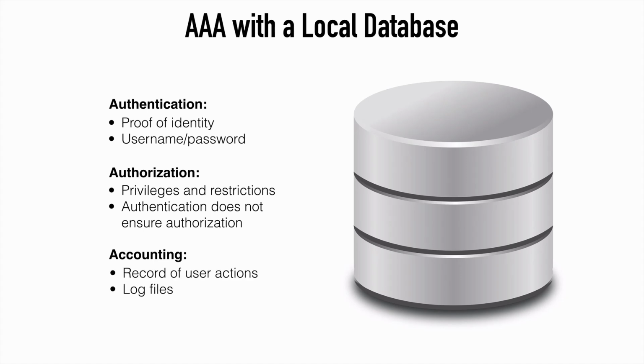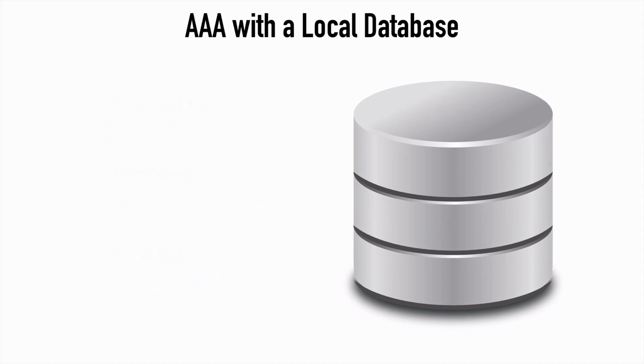And accounting is used to record all of the actions a user takes while they are accessing network resources. It does that by recording and storing log files. So this can track items such as the times a user was connected, which commands they executed, and much more. AAA can be achieved using either an external server or locally on our device.